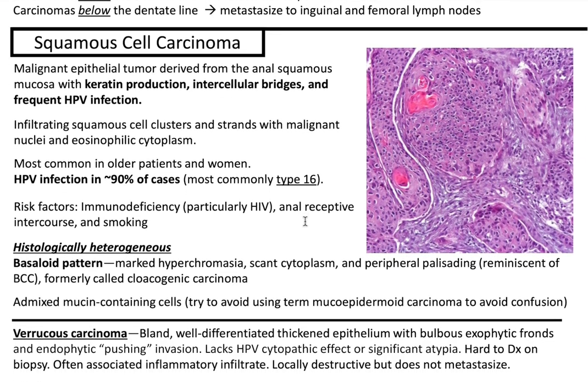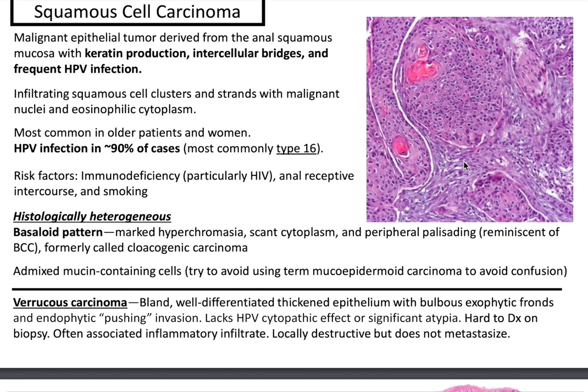Squamous cell carcinoma. This is a malignant epithelial tumor derived from the anal squamous mucosa with keratin production, intercellular bridges, and frequent HPV infection. You'll have infiltrating squamous cell clusters and strands with malignant nuclei and eosinophilic cytoplasm. It's most common in older patients and women. HPV infection is present in approximately 90% of cases, most commonly type 16. Risk factors include immunodeficiency, particularly HIV, anal receptive intercourse, and smoking.